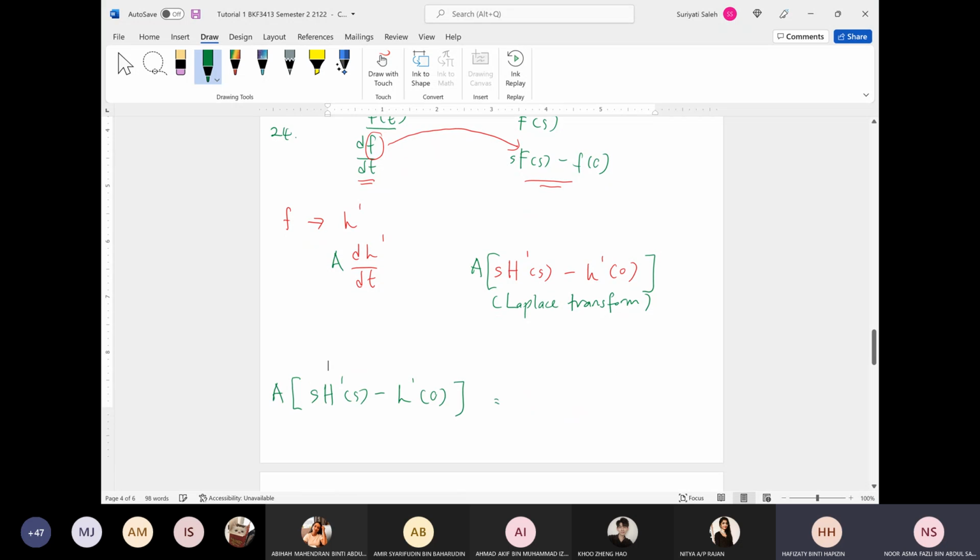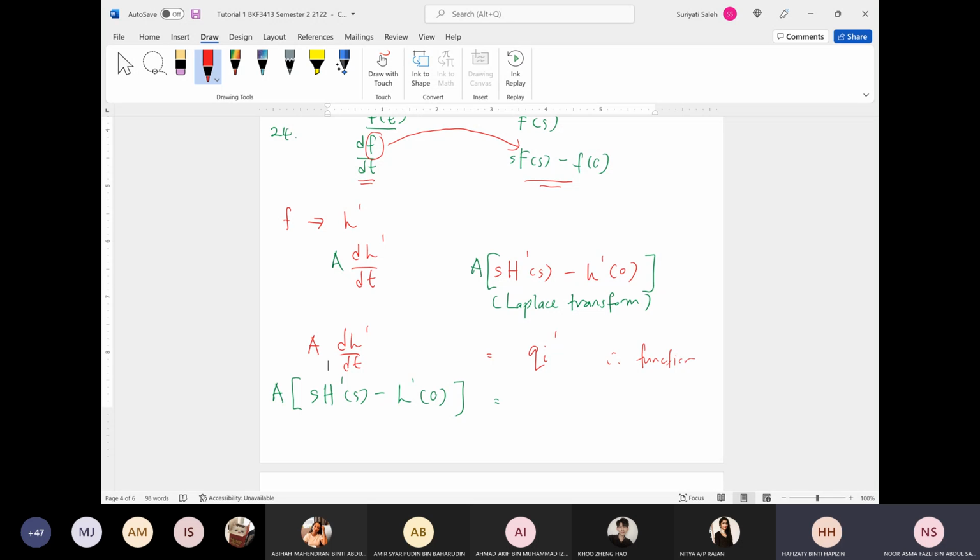Just to put into perspective, this one, a dh prime over dt equal to qi prime, is the normal function, and the bottom one is the Laplace transform. A dh prime over dt, when we do the Laplace transform, becomes a s H prime(s) minus h prime(0).